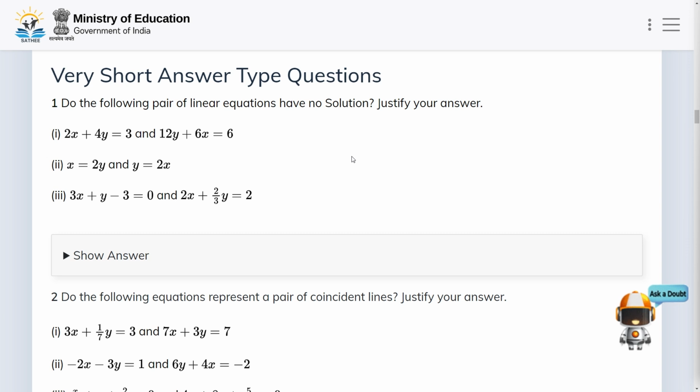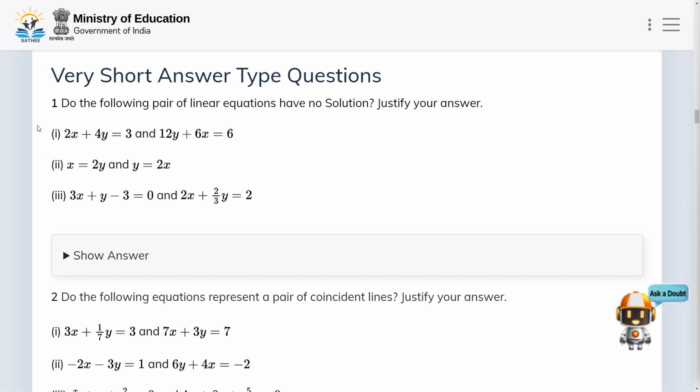So in this lecture, we will discuss NCERT exemplar problems. Basically, we will discuss very short answer type questions from NCERT exemplar, pair of linear equations. So let us see question number 1.